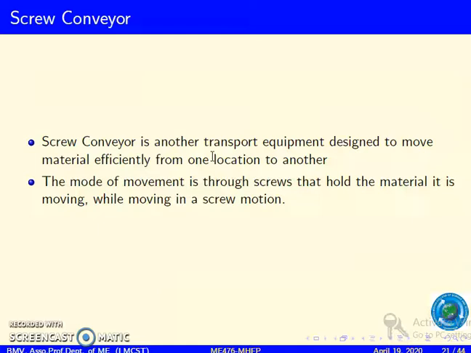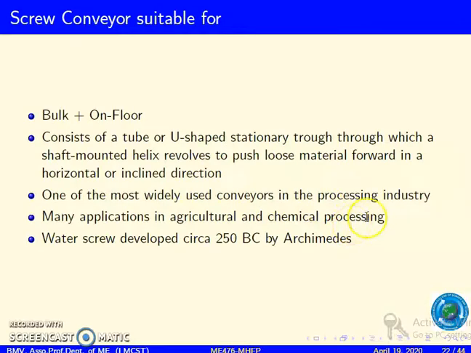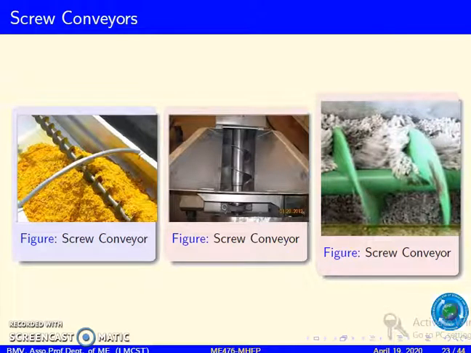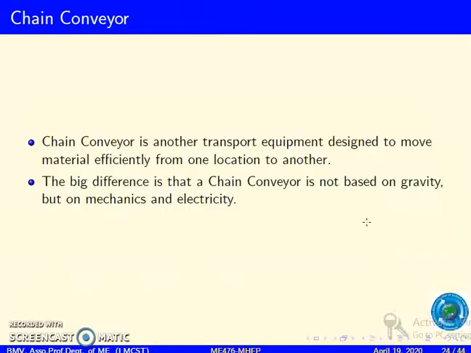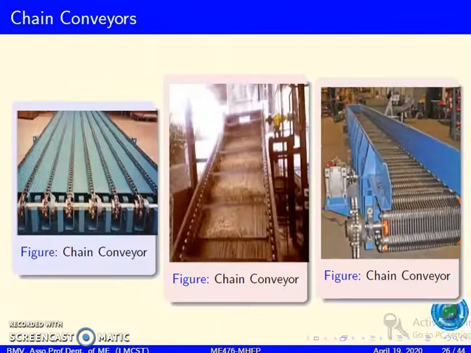Next is the screw conveyor. Here the mode of movement is through screws that hold the material while moving in a screw motion. And these are one of the most widely used conveyors in the processing industry. And this shows a different type of screw conveyors. Now we have a chain conveyor here. These are the different types of chain conveyors.